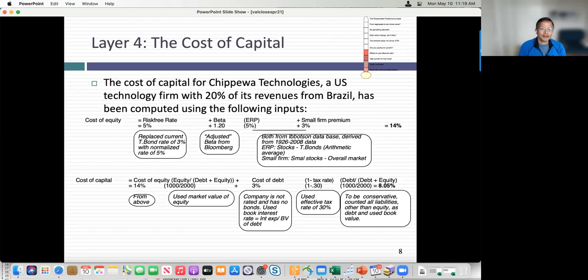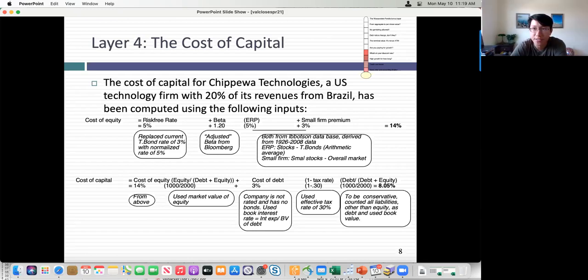Jesse, what about the cost of debt? What was done wrong? You used a book interest rate. You took the interest expense and divided by book debt. Unfortunately, about 60% of cost of capital calculations I see, that's how cost of debt is computed. What's wrong with taking a book interest rate?